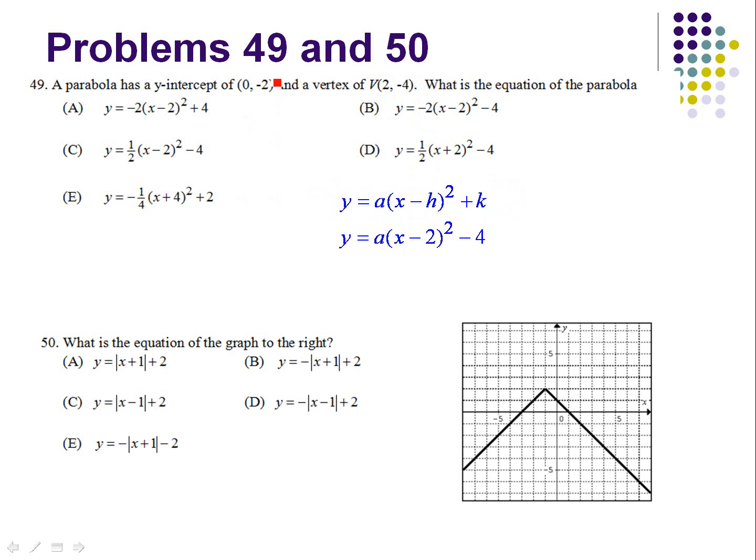Then I'm going to plug in my point. It goes to the point (0, -2). So -2 is equal to a times (0 minus 2) squared minus 4. I got 4a minus 4. I'm going to add 4 and then divide by 4, and I get a equals 1/2. So I've got 1/2 times (x minus 2) squared minus 4.